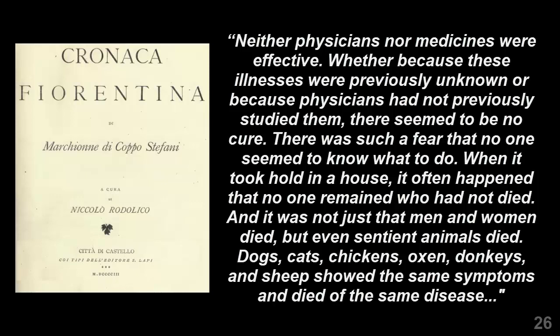The Marchione di Coppa Stefani, a citizen of Florence, writing of events around 1380, stated, "Neither physicians nor medicines were effective, whether because these illnesses were previously unknown or because physicians had not previously studied them. There seemed to be no cure. There was such a fear that no one seemed to know what to do. When it took hold in a house, it often happened that no one remained who had not died. And it was not just that men and women died, but even sentient animals died. Dogs, cats, chickens, oxen, donkeys, and sheep showed the same symptoms and died of the same disease, and almost none, or very few, who showed these symptoms were cured.